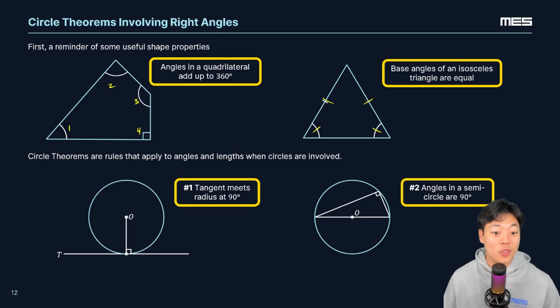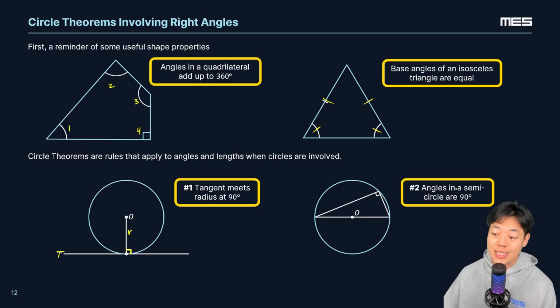Now, let's get into some circle theorems that apply to any angles and lengths when circles are involved. Here we see T, a tangent line, and here we see R, the radius. The tangent meets the radius always at a right angle, always. Every tangent line to a circle will make a 90-degree angle with the radius of that circle.